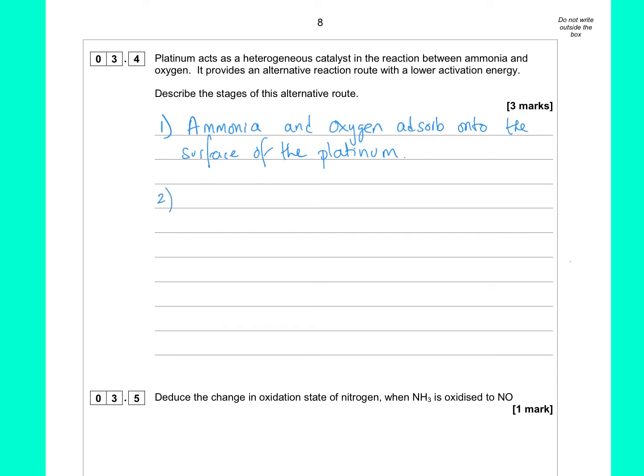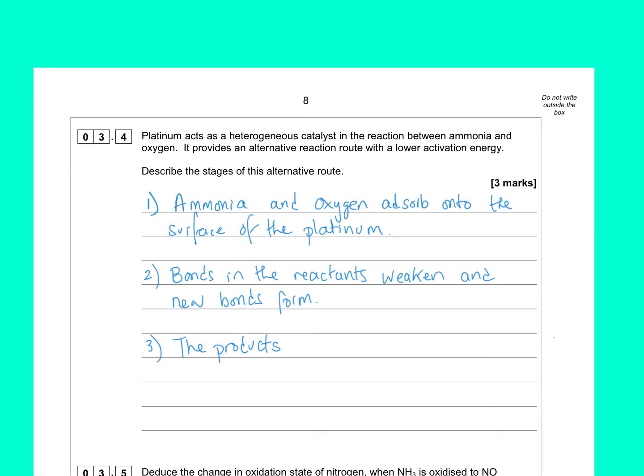In step 2, then the bonds that are within the reactants are going to weaken and eventually break, enabling new bonds to form. Or you can write that the reaction takes place. And then step 3, that the products then desorb and diffuse away from the surface of the catalyst.